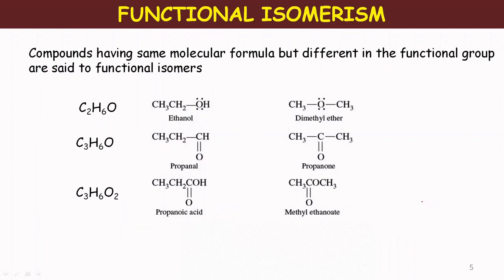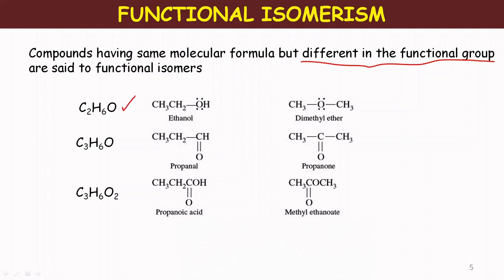Next one is functional isomerism. Two or more than two molecules having the same molecular formula but different functional groups are called functional isomers. So if you observe, two or more than two molecules having the same molecular formula but having different functional groups are called functional isomers.